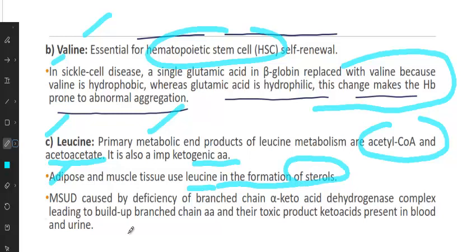If this is a PUFA, then it's a good sterol. If there are so many linear chains, then it's a kind of bad cholesterol, bad sterols. Toxic products can be formed if there is a high amount of keto acid present in the blood and urine. If your intake of these amino acids is very high, they will release a lot of toxic products in the blood and urine, and that is very harmful for our metabolism, our body, and our systems, right?